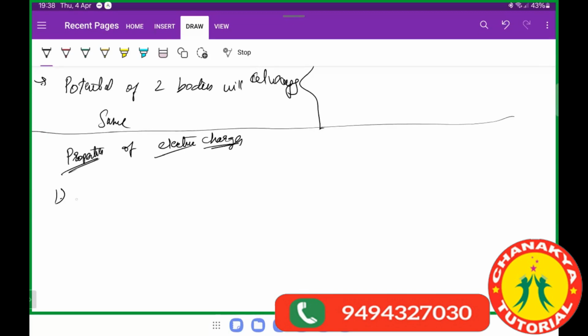So let's write. Like charge or similar charge repel. Dissimilar attract. Now, can similar charges be attracted? No. No? Are you sure? 100%?